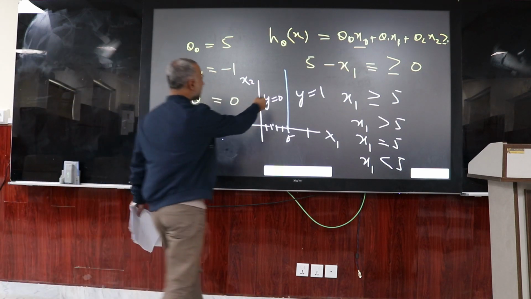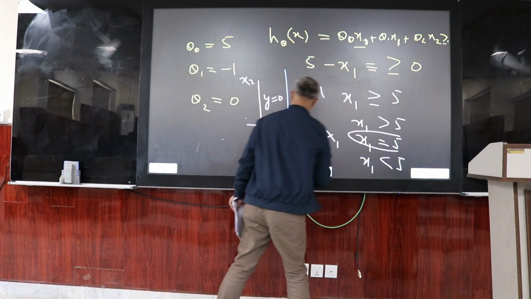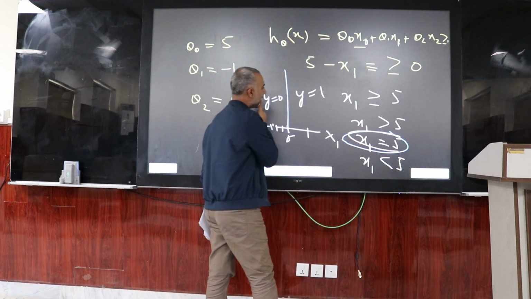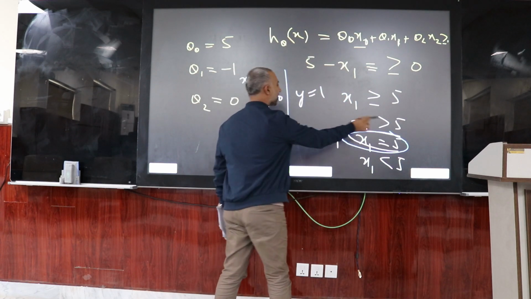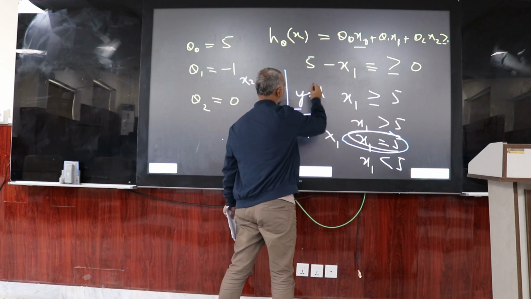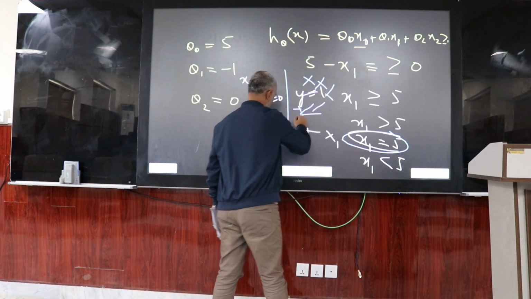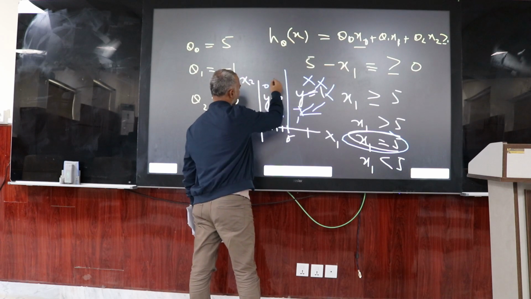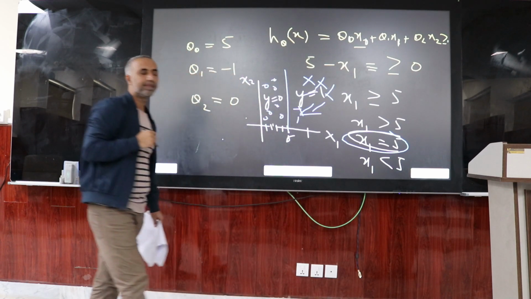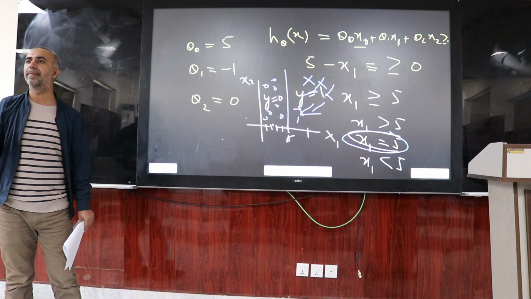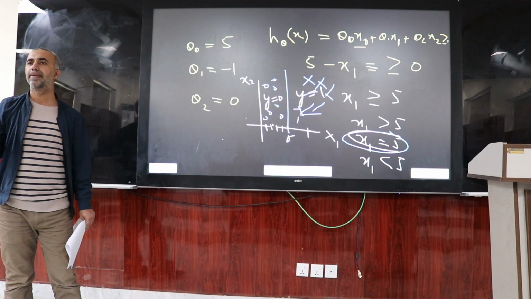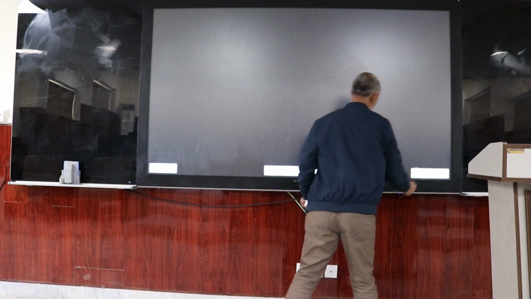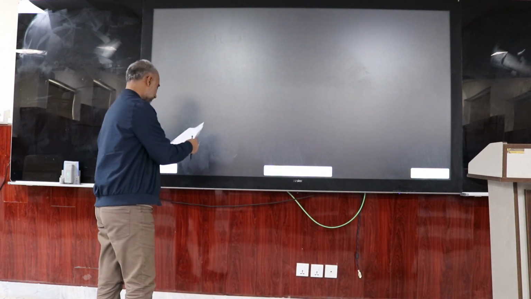So of course, the blue one is the best fit. And if you are talking about x1 greater than 5, then you are talking about this area. And if you are talking about less than 5, you are talking about this area. Is it clear? Very simple. Let me explain one more complex example so that you will get it.